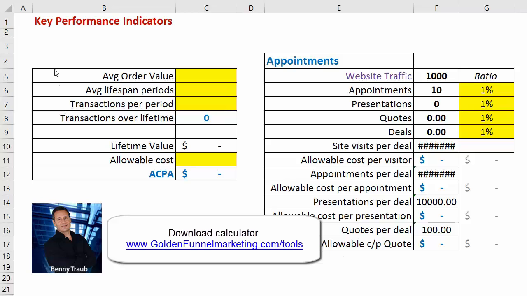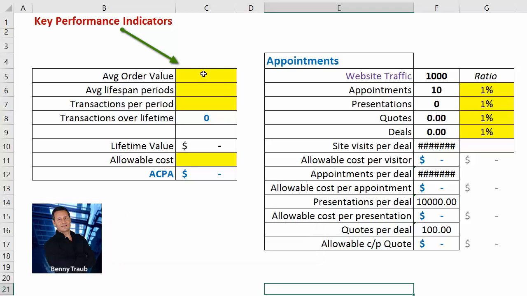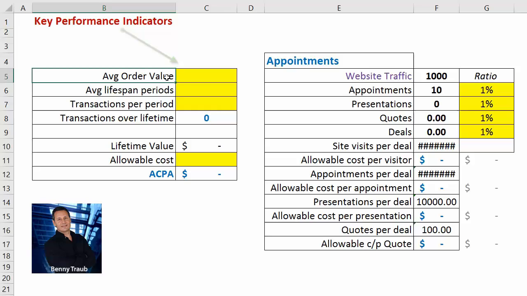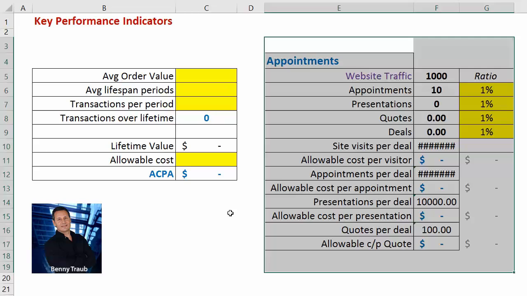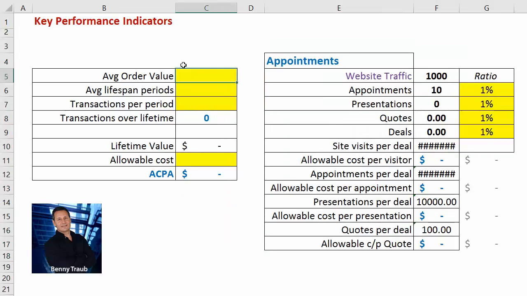We're going to focus first on these cells on the left, starting with these yellow highlighted cells here. In C5, you see a row called average order value. By the way, for the moment, don't worry about these cells here on the right. We'll get to that in a second. The intention of these cells on the left is to determine your ACPA, which is your allowable cost per acquisition. Allowable cost per acquisition is just another way of saying allowable cost per new customer or per new client, right?